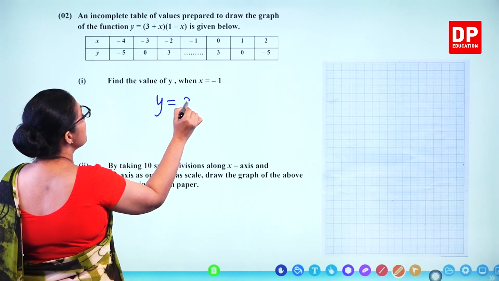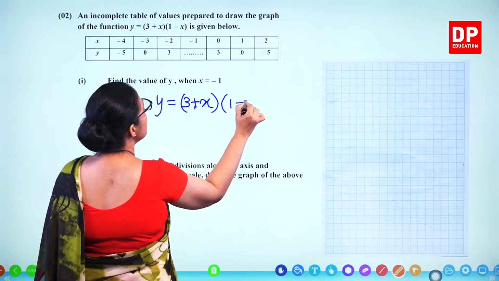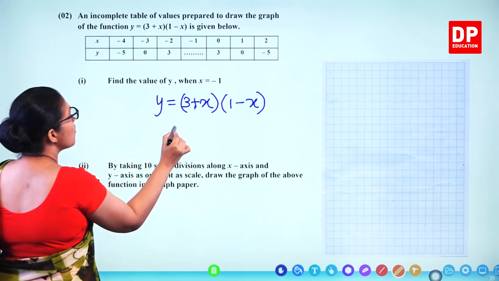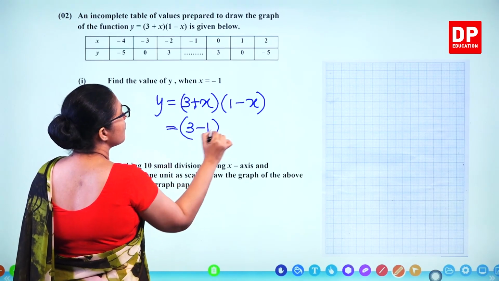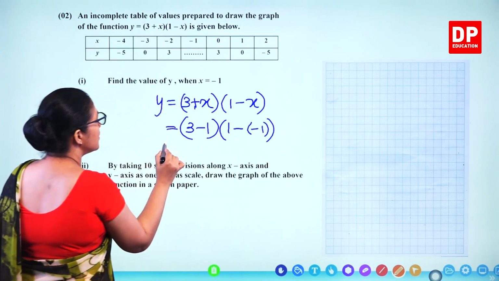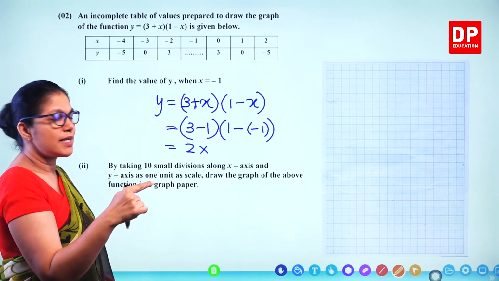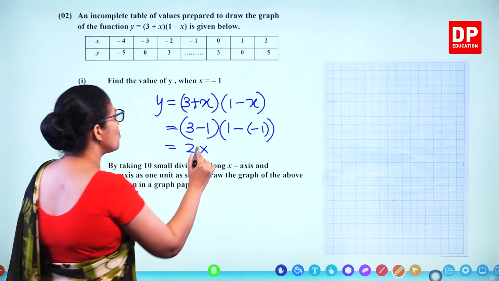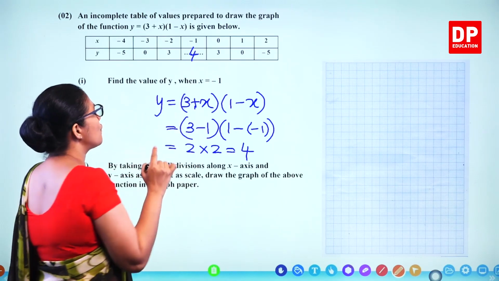y equals 3 plus x, 1 minus x times 2. When x equals minus 1, what happens? Minus 1 there. So you get 2 times, here 1 minus 1 becomes 1 plus 1. That's 2. So 2 times 2, 4. So this value is 4.